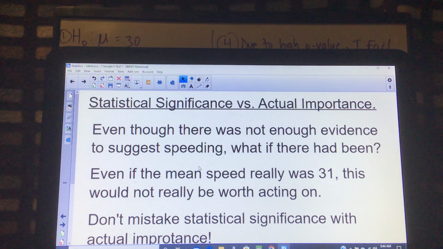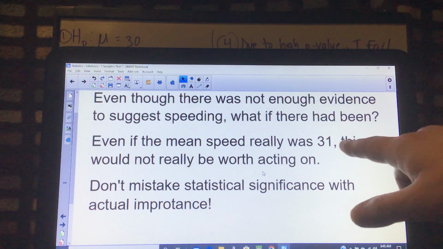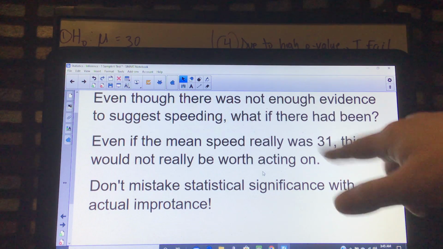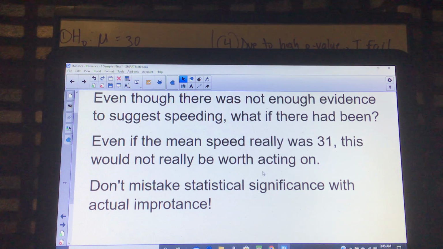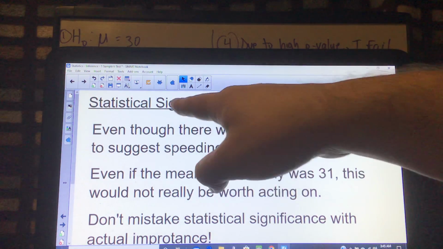But if we had come out with a sample that showed people were going 50, and maybe we made a confidence interval and the real value might have been lower, but it was still 45, that would still be way higher. So there's a difference between statistical significance and the actual importance. Don't mistake the two. Just beware of this in real life.